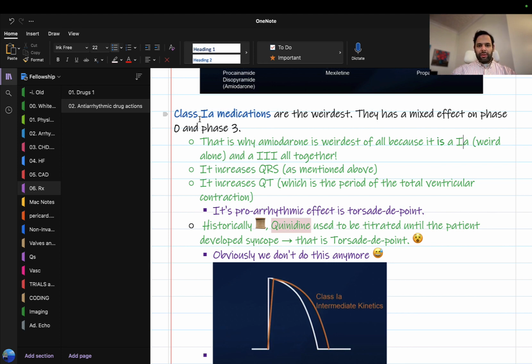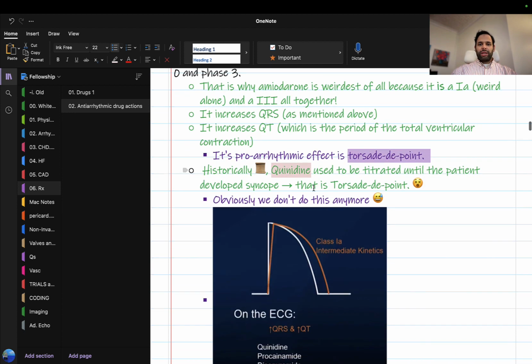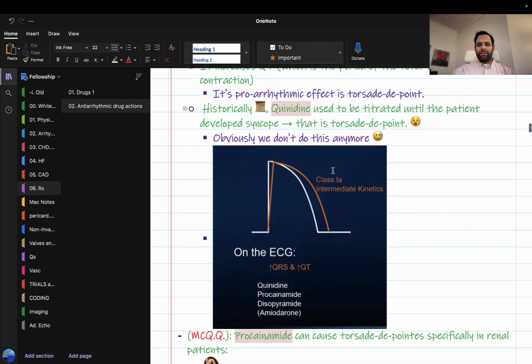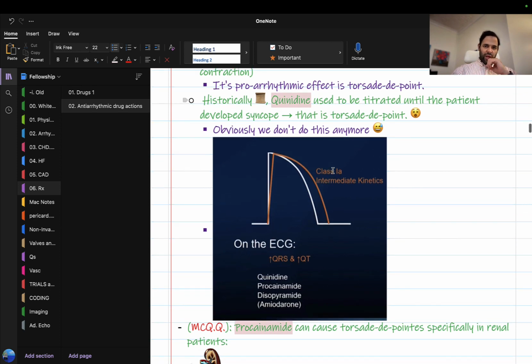So 1A medications, their pro-arrhythmic effect is torsade de pointes. Historically, quinidine used to be titrated until the patient developed syncope. What actually was happening is that the patients developed torsade de pointes. Obviously, we don't do this anymore because we don't want our patient to fall. I'll discuss a little bit more about that later on.